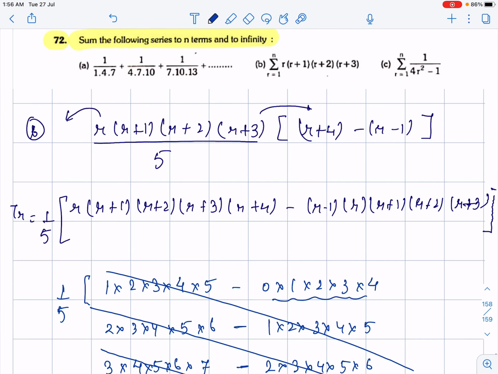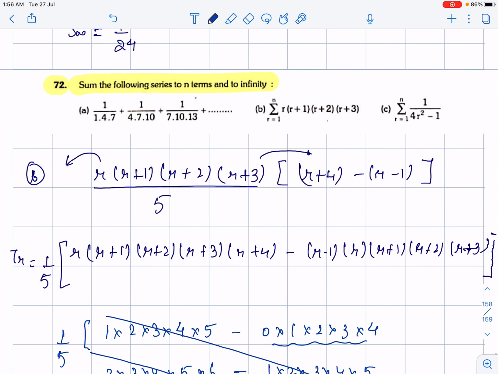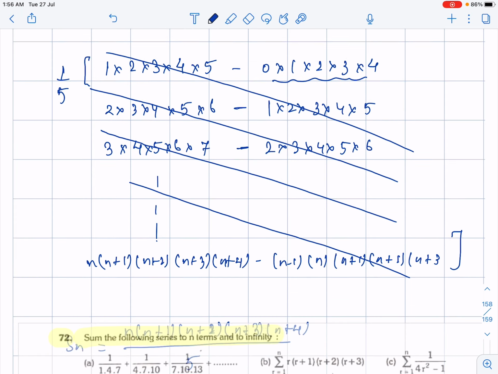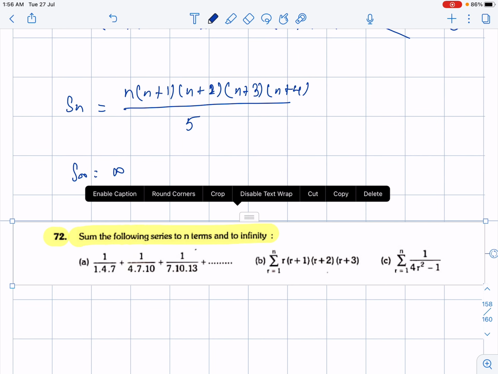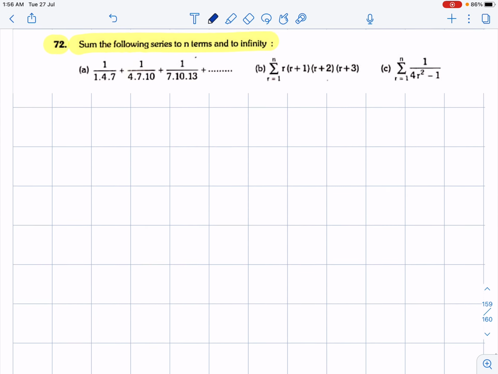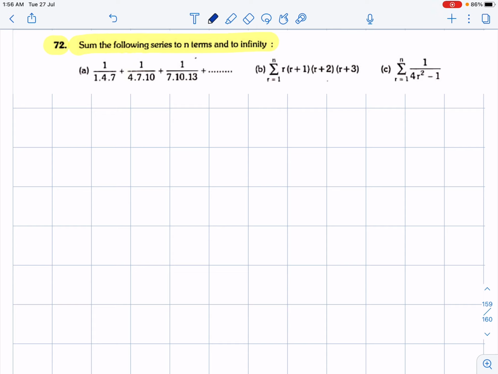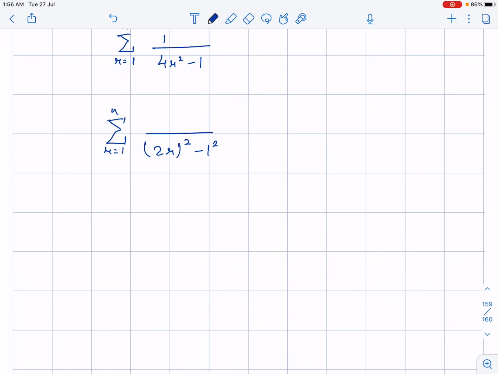What is given to us? Bringing down the problem statement. So guys, the C sub part is given to us: 1 upon 4r square minus 1. Generally, whenever we see this type of thing, we have to think, let's get partial fractions in the denominator. So we write 1 upon 4r square minus 1 as 1 upon (2r) the whole square minus 1 square, writing it in the form of (a plus b) into (a minus b), and then proceeding further we will get the answer.